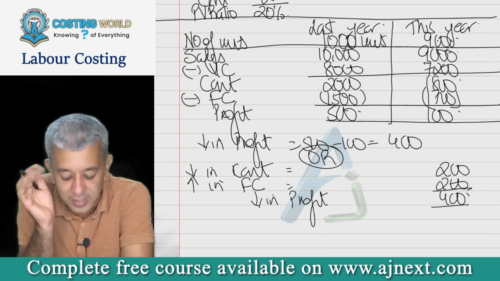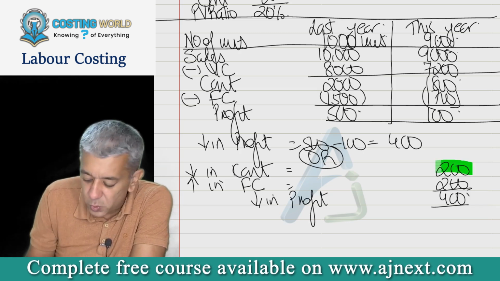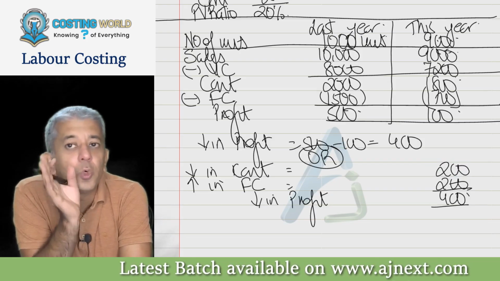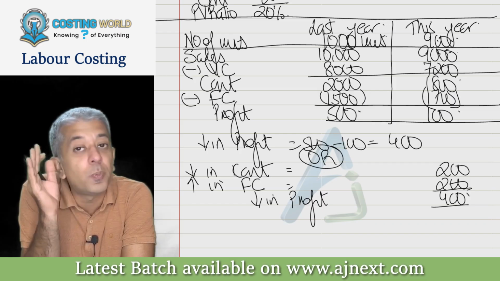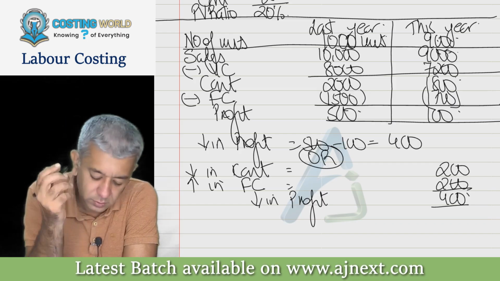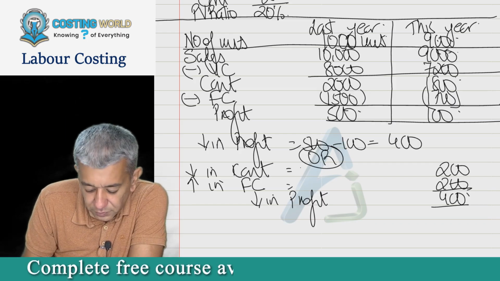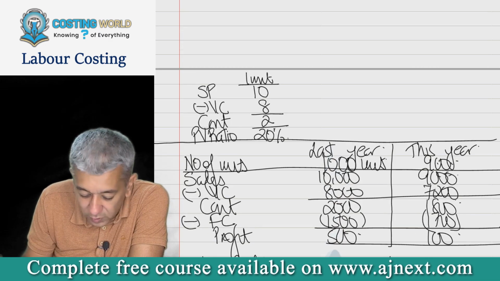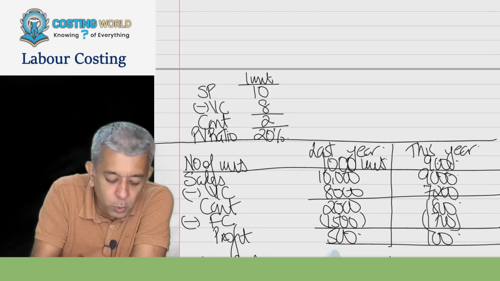Now the last thing that I'm saying, even this 200 I can compute in two different ways. Tell me, due to labor turnover, how many units could you produce less? 100 units. Can we say on every unit you were supposed to be earning contribution of 2 rupees? Is that okay?